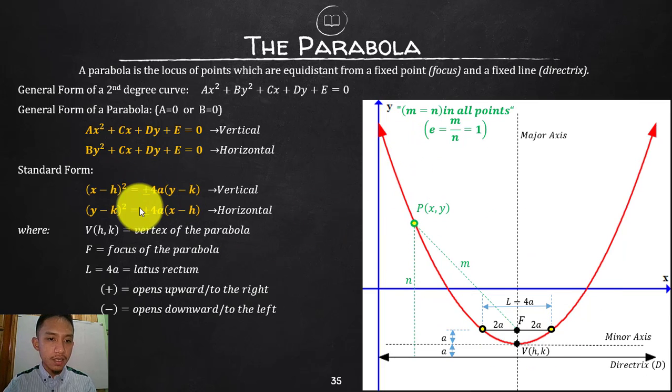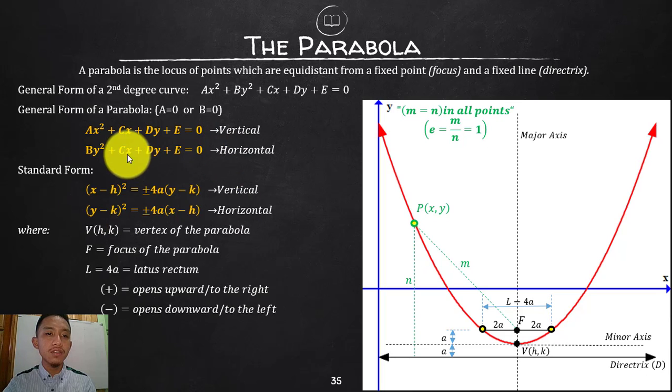So the signs here actually determine the opening. As I've said a while ago, in your vertical, there are two possibilities, opening upward or opening downward. So if the number outside is positive, that is opening upward. If that is negative, that is opening downward. Okay? And then, what is this for a? By the way, we call that one latus rectum. Later on, I will explain what that is. Okay, so that is your vertical.